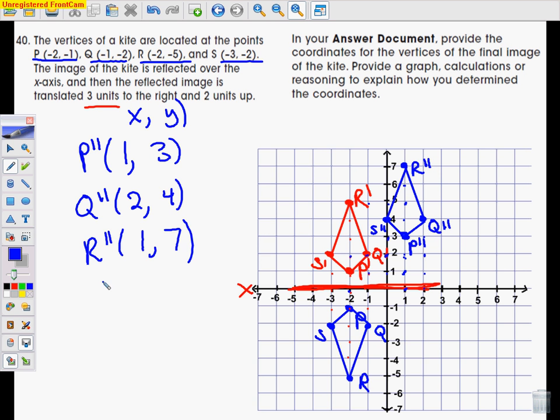And S double prime. We're at 0 for the X and 4 for the Y. And there you go. So we have provided a graph, and we have given all of the coordinates of the final image vertices. All right. And that's it for that slide, or for this section. Hopefully this has been helpful to you. Good luck with your studying.